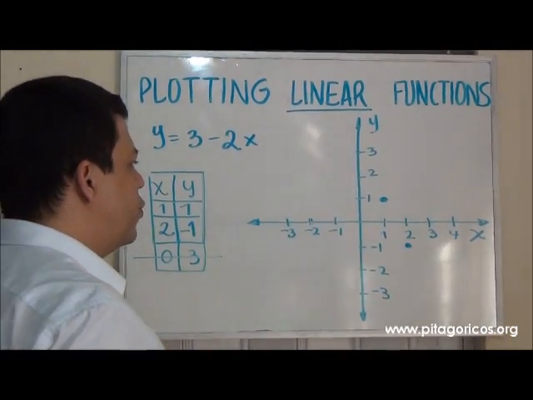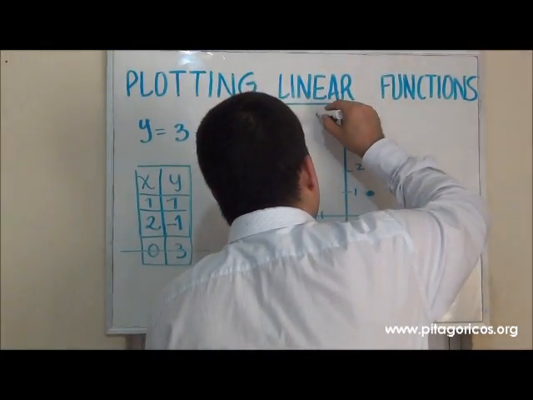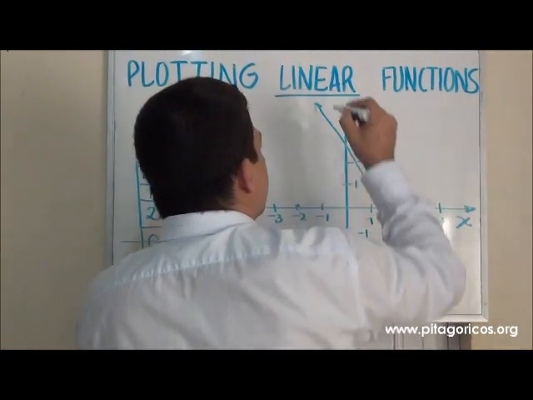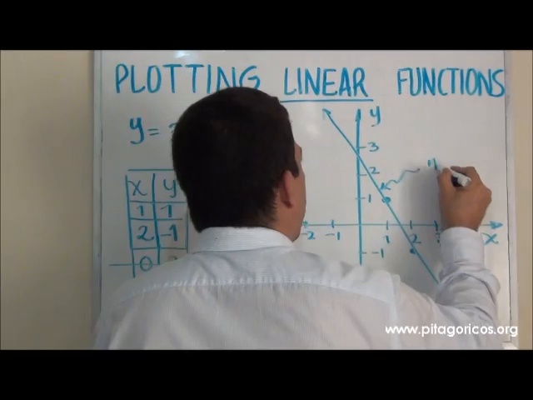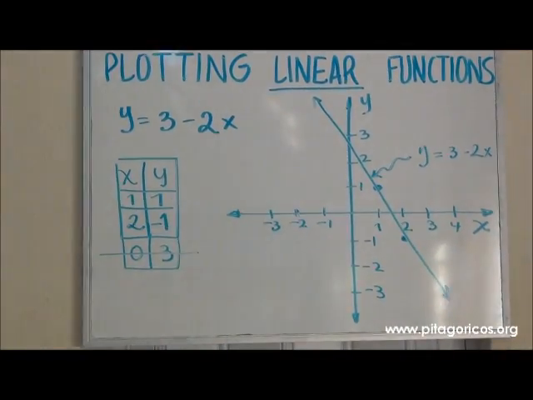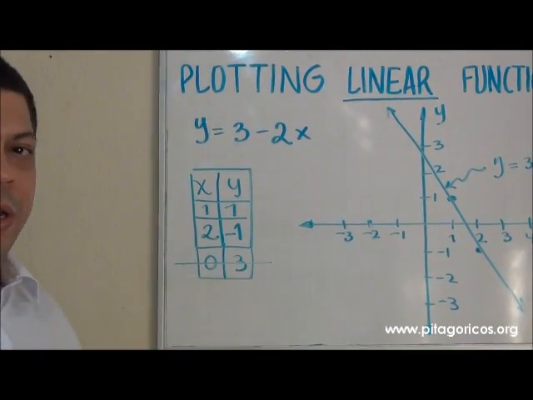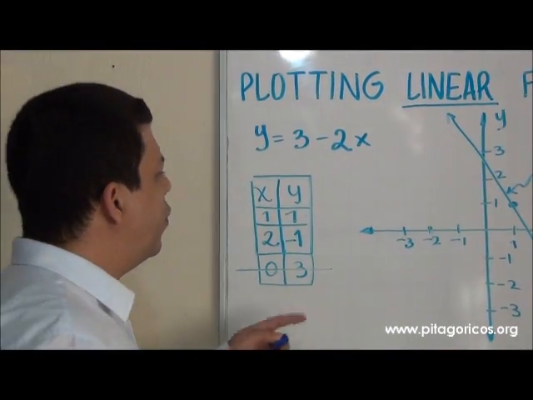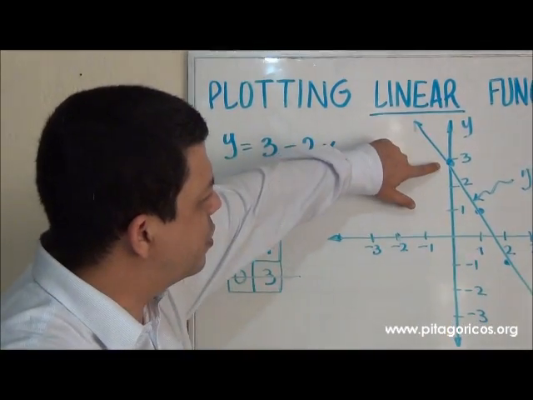If I join these 2 points, I'm going to have the corresponding straight line graph. And there it is. Then we label the straight line: y equals 3 minus 2x. But teacher, what if I had used the other point, that is 0, 3? You would have had the same result. Because as you see, 0, 3 is one of the points on my straight line. There we have it, 0, 3.